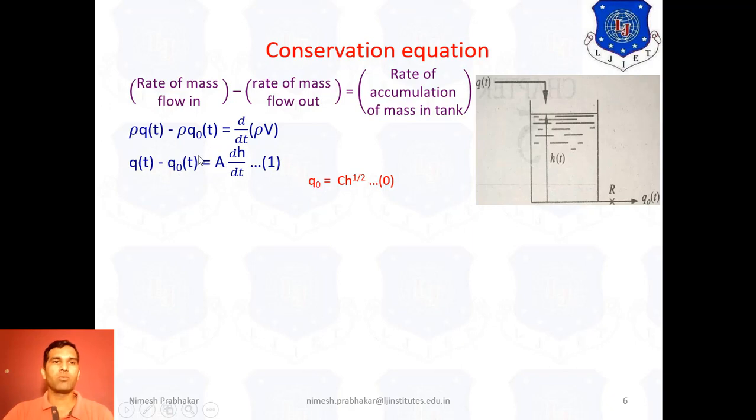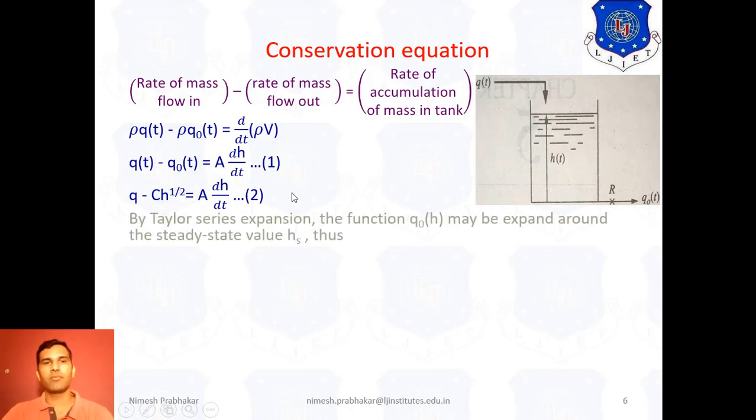Now, from equation number 0, we put the value of Q0 in this equation, Q0 is equal to C into H raised to 1 by 2. So we can write equation number 1 as Q minus C H raised to 1 by 2 is equal to A dH by dt. Now, here a nonlinear term is present, so we cannot proceed to the Laplace transform, because for the Laplace transform no nonlinear term may be present. So first we convert this nonlinear term into a linear term.